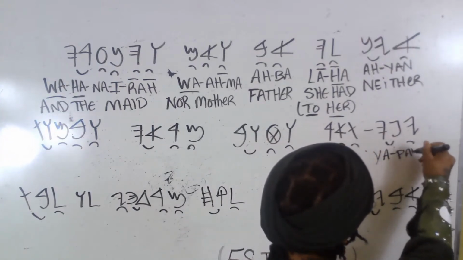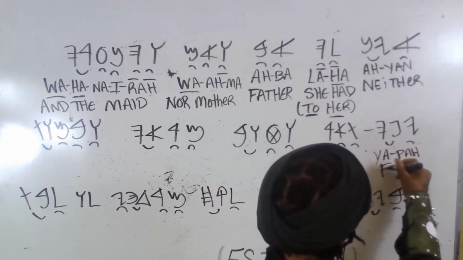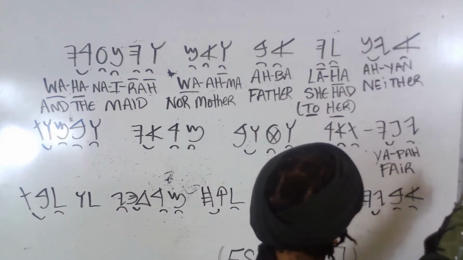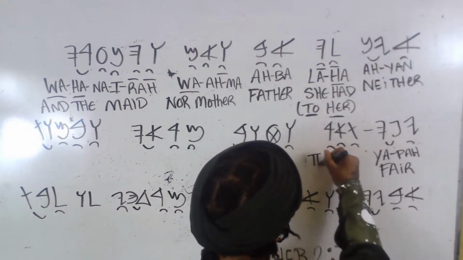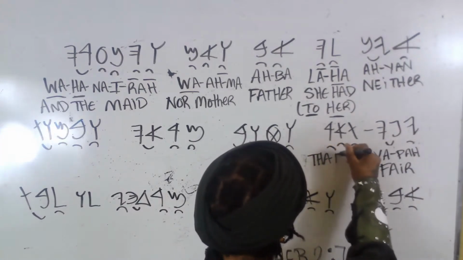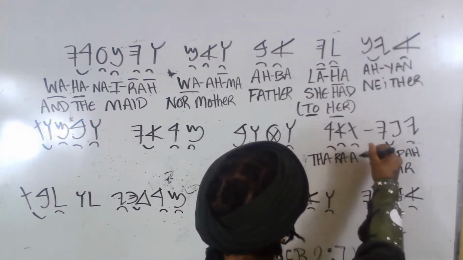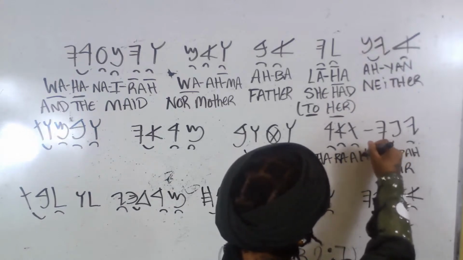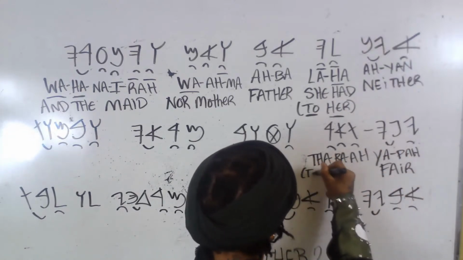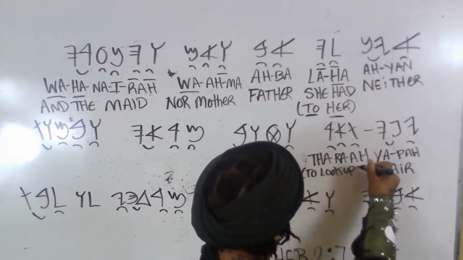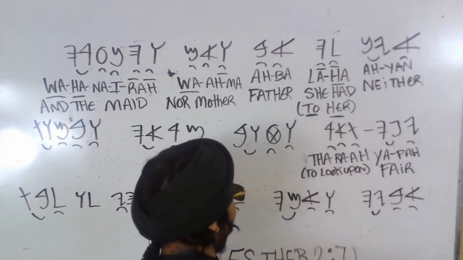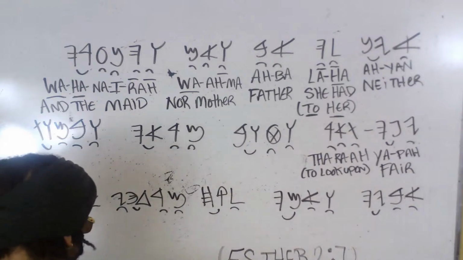Yapa. Yapa meaning fair. And fair would mean beautiful. Fa, ra'ah. So Esther was bad. It's like fair to look upon. Fair to look upon. She was bad.